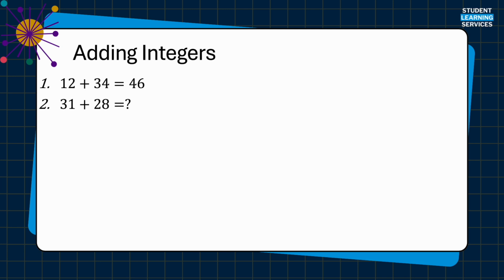Next, let's look at 31 plus 28. We will first draw the setup. 31 on top of 28, a plus sign on the left of 28, and a line beneath it. Are we doing the ones digit first or the 10th digit first? We would do the ones digit first.